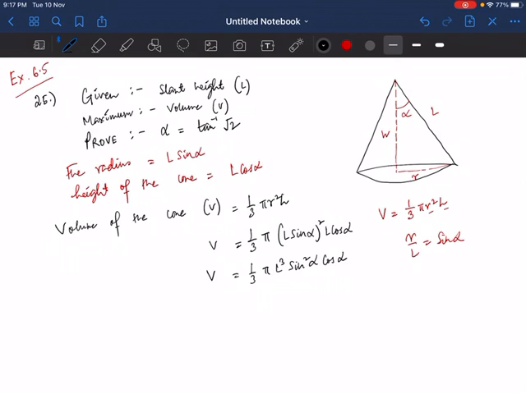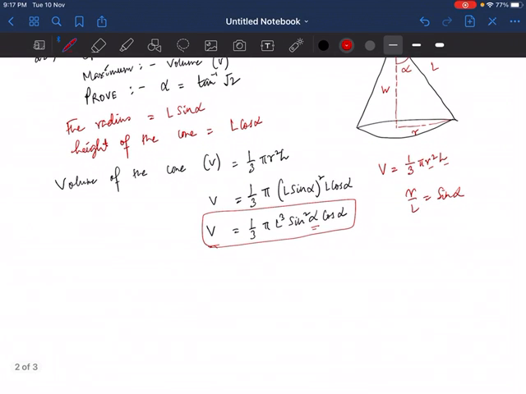So we need to maximize this. If I look at this expression carefully, the variable is alpha. L is given, which means it's constant. So alpha is the variable, and obviously we have to differentiate the volume with respect to alpha. So we write V is equal to 1 by 3 pi L cube sine square alpha cos alpha, and differentiate with respect to alpha.